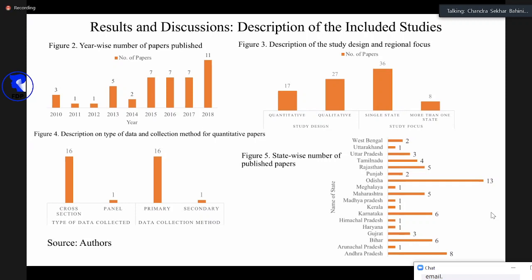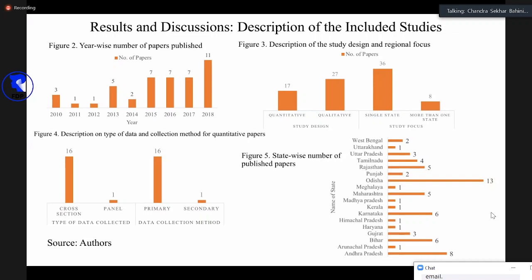Then I looked at how many households are cross-section or panel, and how many papers are primary and how many depend on secondary sources. Then I looked at how many papers come from different states. I identified that many papers are published in Odisha, then Andhra Pradesh, Karnataka, and Bihar, but there are no studies from the northeastern states. So that tells me there is a lack of evidence available in the northeastern states, which I got through the systematic review, because it is unbiased evidence.